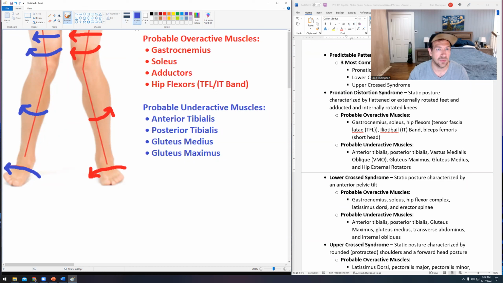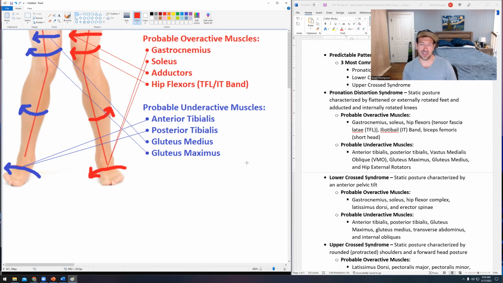So I'm going to put some lines here to kind of represent what I mean. All right, so the anterior tibialis and the posterior tibialis are both going to have this positive effect here. The gluteus medius is going to have this positive effect here. And the gluteus maximus is going to be responsible for that there. And then all of it's going to kind of affect this, which is in the middle. So the tightness is coming from the gastrocnemius and soleus. They're both sort of causing this problem. The adductors are causing this problem. And the hip flexors are causing this problem.